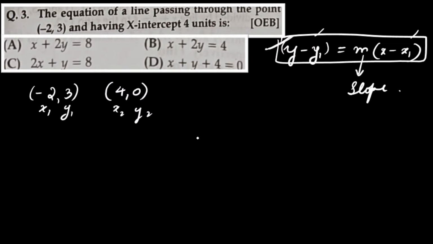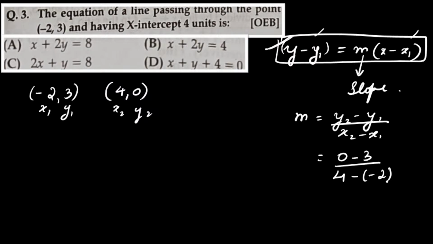What we will do, slope formula we know. We'll make use of the formula to find the slope, and then we can just substitute here. The slope formula is m equals y2 minus y1 by x2 minus x1. When coordinates are given, we can use the slope formula to find the slope. So y2 is 0 minus 3, y1 is 3, x2 is 4 minus of minus 2, x1 is minus 2.